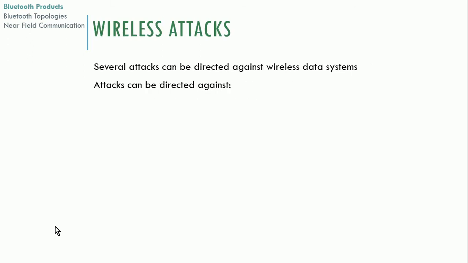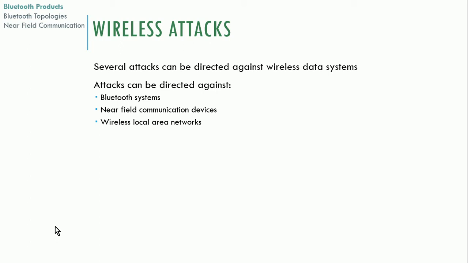There are several attacks that can be directed against wireless data systems, which can include Bluetooth, near field, and wireless local area networks. Those are the three basic technologies we're going to talk about, where we most commonly see wireless attacks. There are other wireless attacks that exist, but they're a little more abstract, and some of it is just things that we really can't do much about.